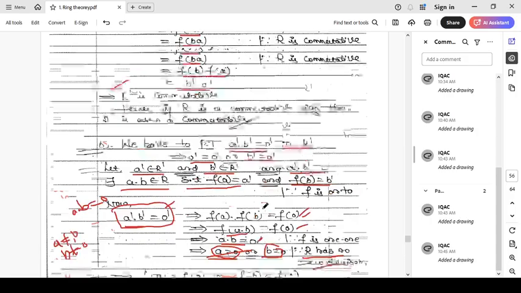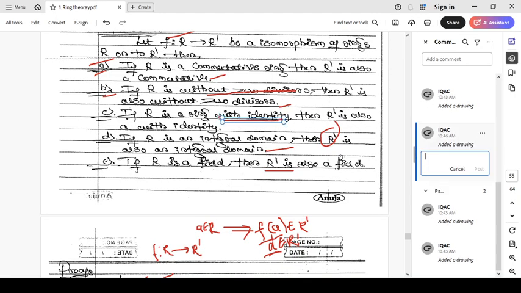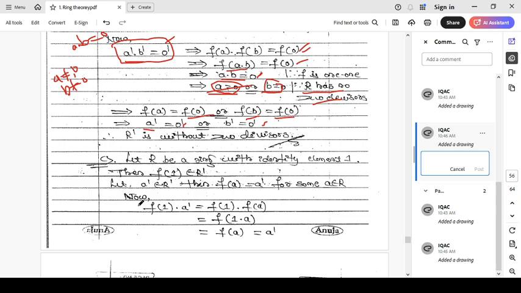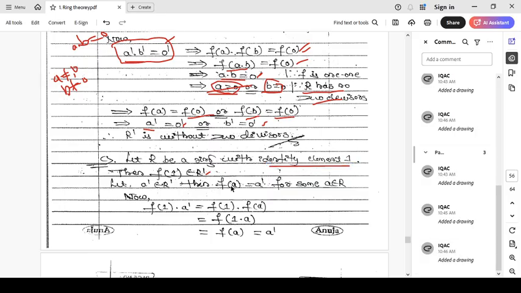So let us see the third condition. The third condition is, if R is a ring with identity, then R dash is also with identity. So already you know what identity is, right? Let R be a ring with identity element 1, then f of 1 belongs to R dash according to the definition of the function. So if 1 is the identity element, that too belongs to capital R, then I can write that f of 1 belongs to R dash.